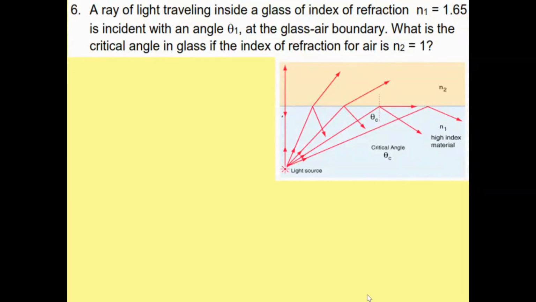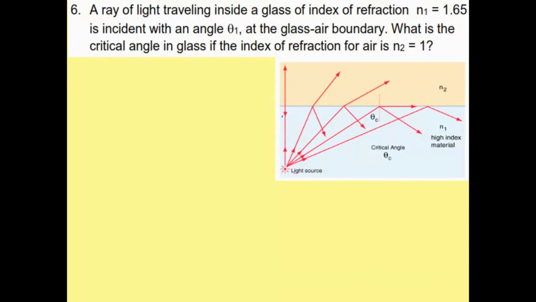Sixth question. A ray of light traveling inside a glass of index of refraction N1, which is equal to 1.65, is incident with an angle θ1 at the glass air boundary. What is the critical angle in glass if the refractive index of the air is N2, which is equal to 1? So you have to see this figure. Here, all this blue color is the glass medium, and this N2 region, all these regions are air medium.